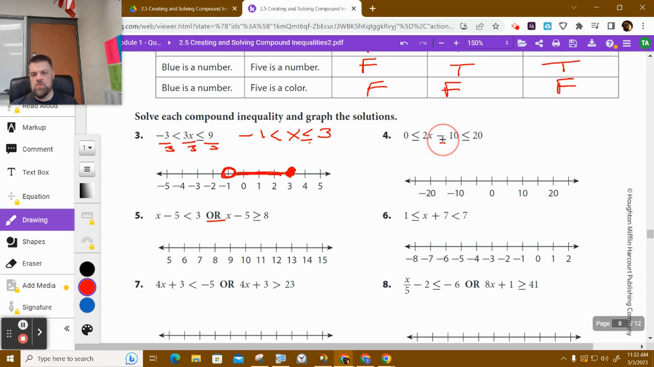All right, so for this one, same thing. I want to get x by itself. I add 10 to all 3 sides, I should say. When I do that, I get 2x. Over here, I get less than or equal to 10, because 0 plus 10 is 10. And over here, I get less than or equal to 30, because I just moved this over to the other side. What do I do next to solve?